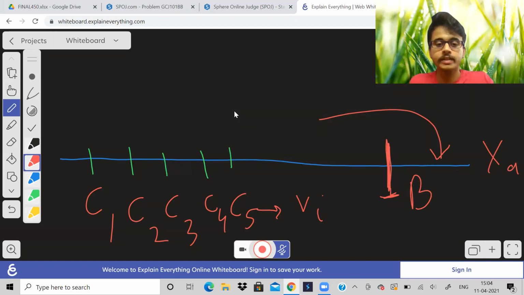And first we will start with chick number 5. Why are we starting from the last? Because then we will get to know how many swaps are required. Because it is logical, right?